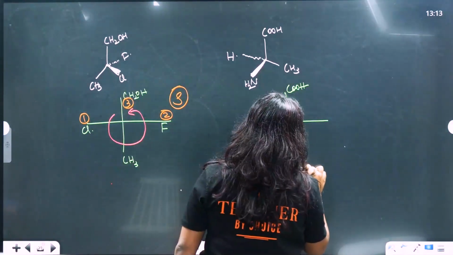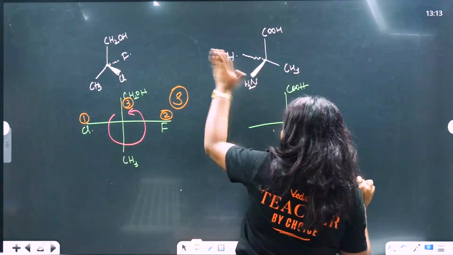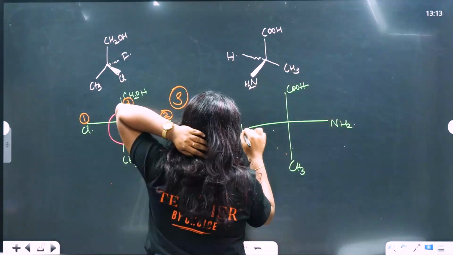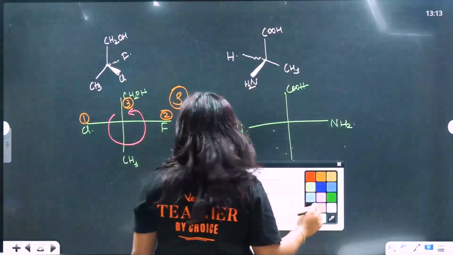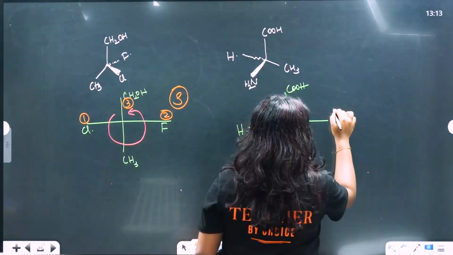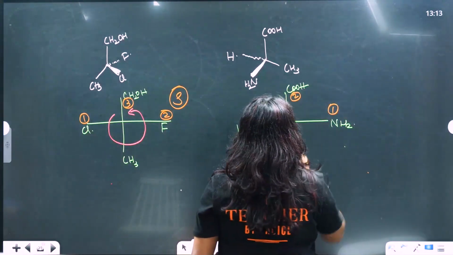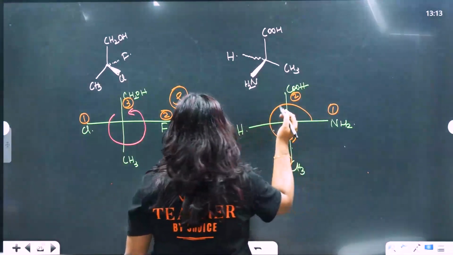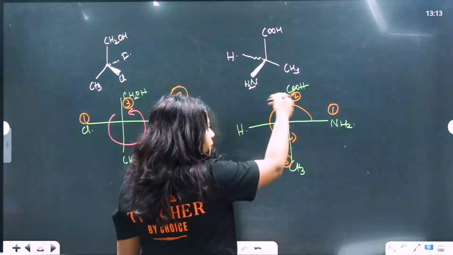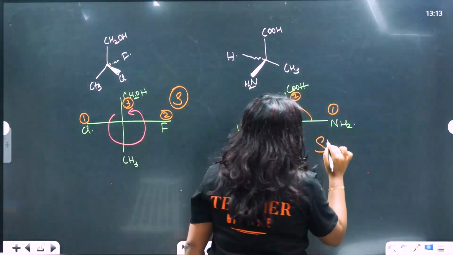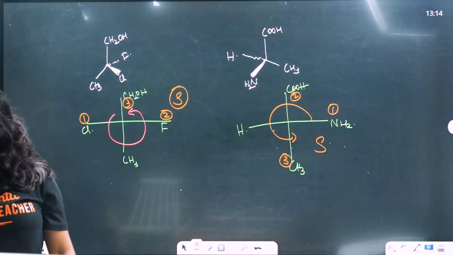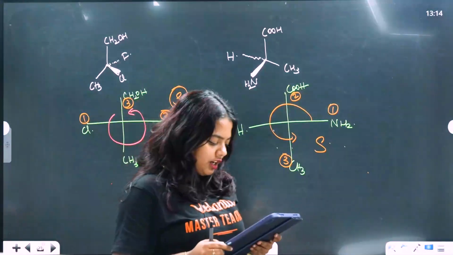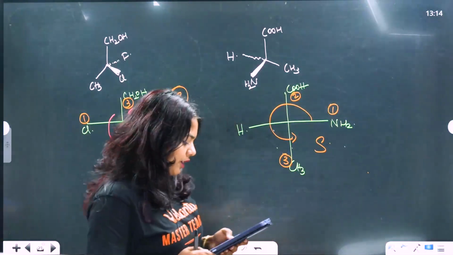COOH, CH3. The NH2 next to CH3 comes on this side, so that will be on the opposite side while we are writing NH2 and hydrogen. Now while we are giving the numbers, the first one will be nitrogen, then COOH. So in this model it comes this way, right? Which means this is also S configuration. Both will be S configuration.